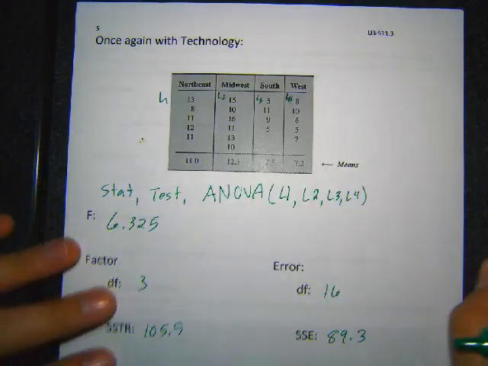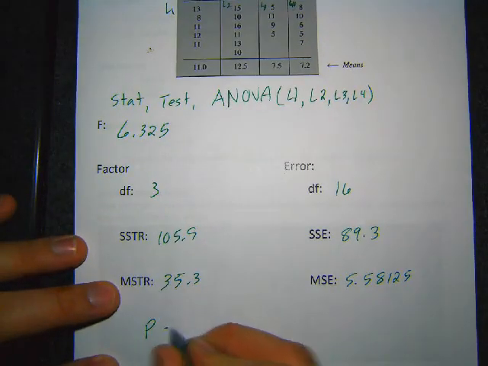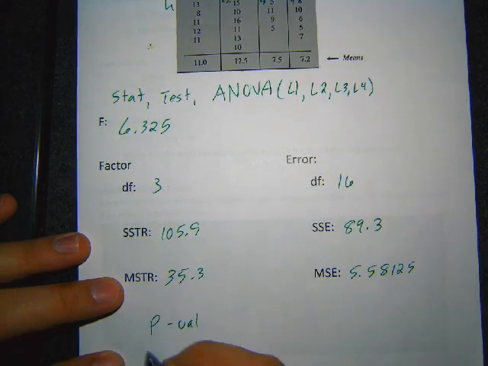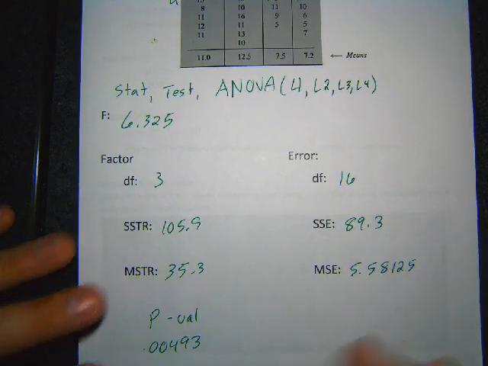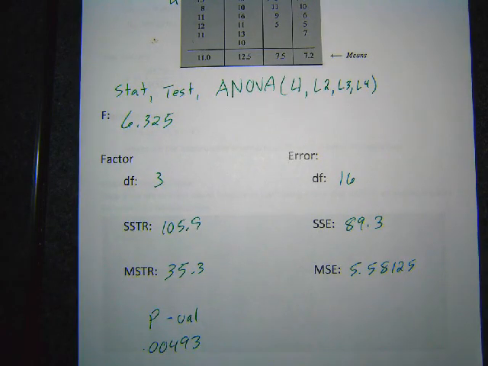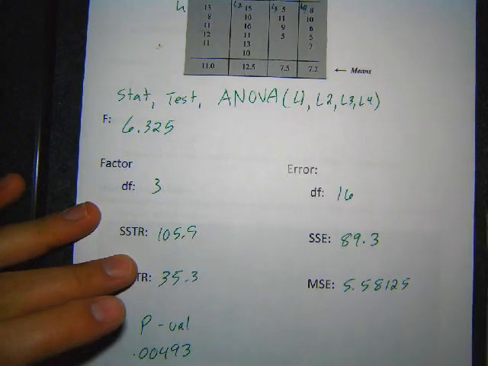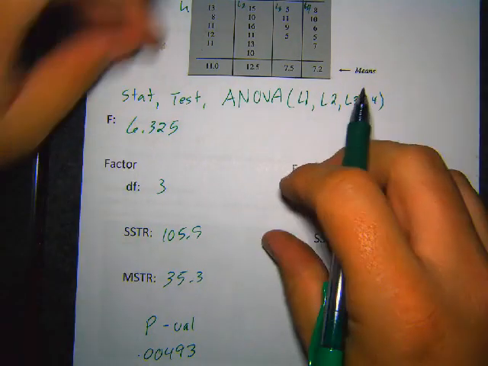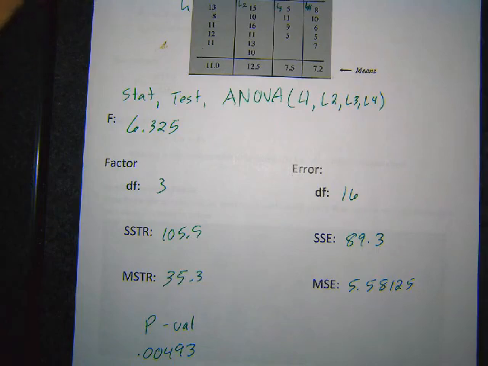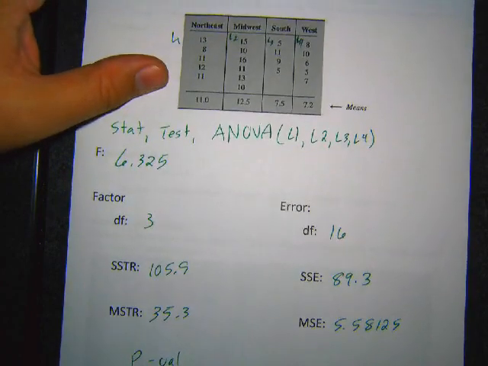The other big thing we want is the p-value. So the p-value for this is going to be 0.00493. So that's all the data we would use for this. And that's all given pretty straightforwardly by the calculator. So it's just so much easier just to run the ANOVA. If you want to do this by hand, you'd have to sit there and do tons of calculations just to get these same exact values. So it's really easier just to use ANOVA.